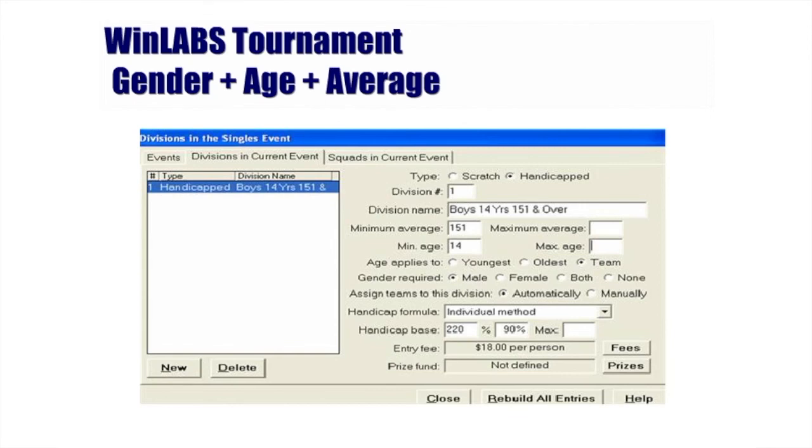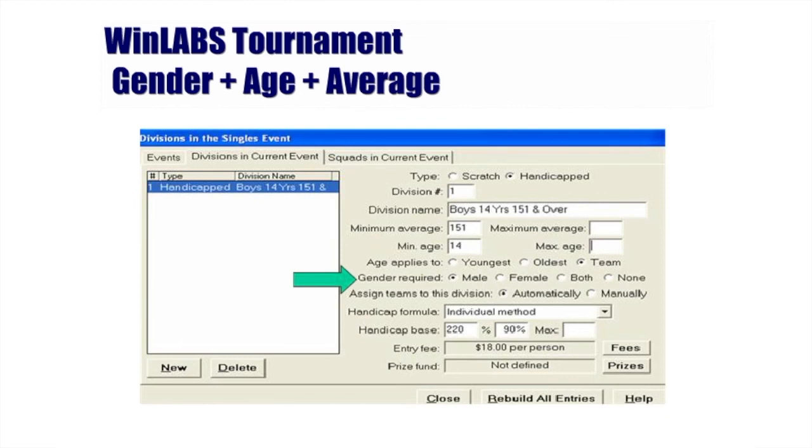Here is an example of the Division I boys, 14 years old and over, with averages of 151 and up. The name is logical. The minimum average is 151 and the maximum is blank. The minimum age is 14 and the maximum is blank. If your maximum is 21, you can enter it in the maximum age area. The gender is male.